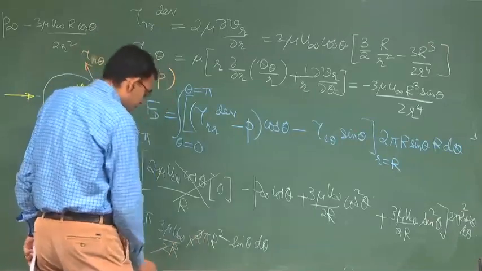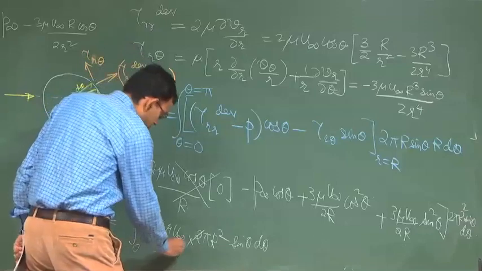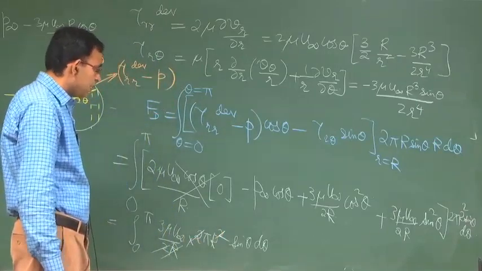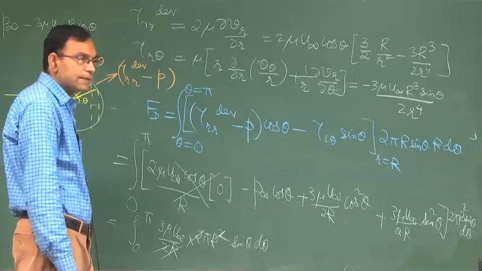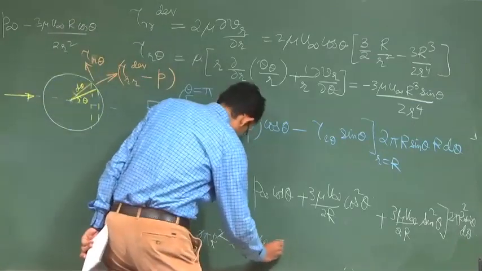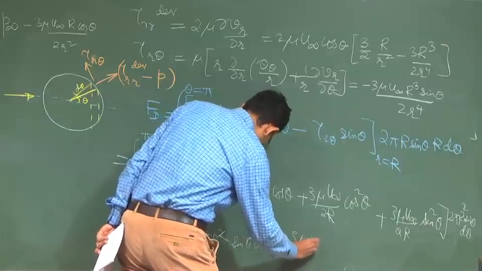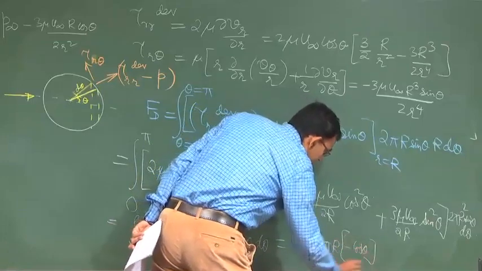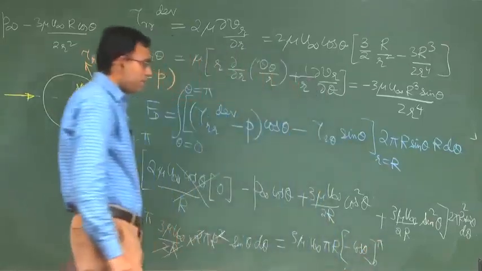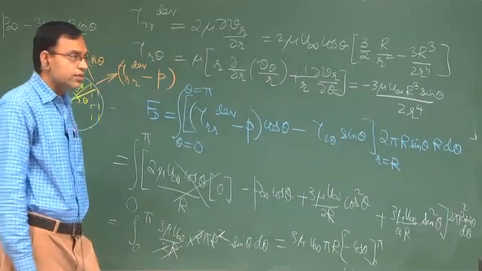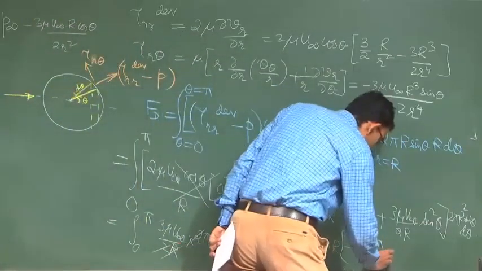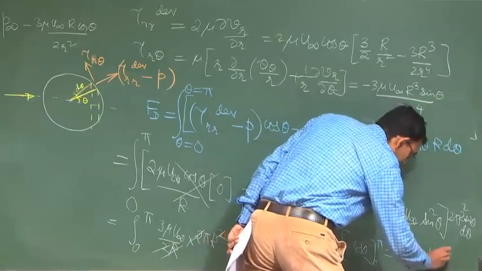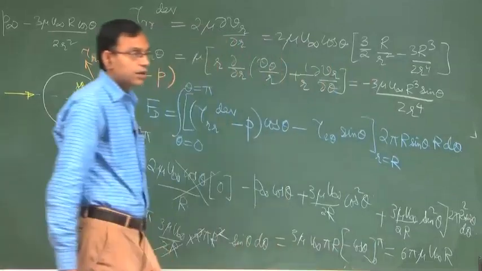So, these 2 get cancelled, this r gets cancelled. So, sin theta d theta is minus cos theta, right. So, 3 mu u infinity pi r times minus cos theta between 0 to pi. Cos pi is minus 1 and cos 0 is 1. So, this brings you to the famous Stokes law, 6 pi mu u infinity r. Okay.